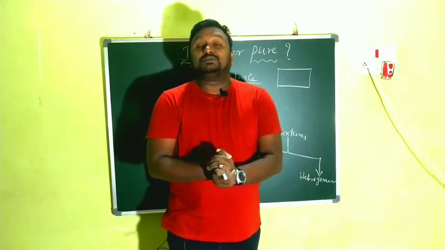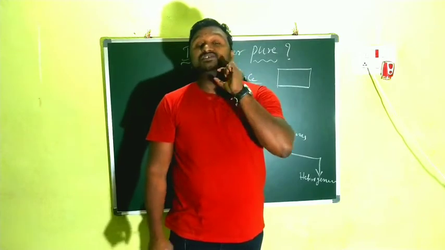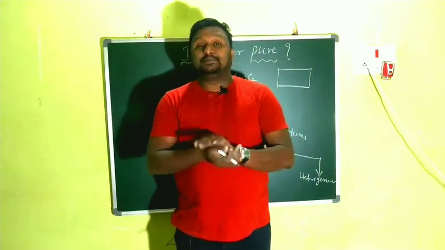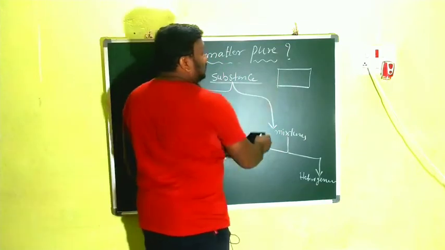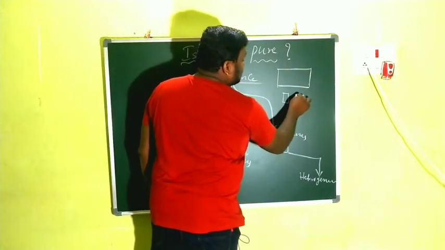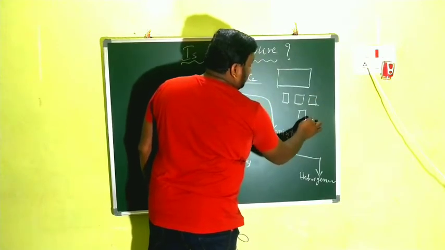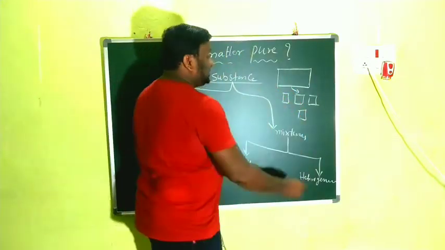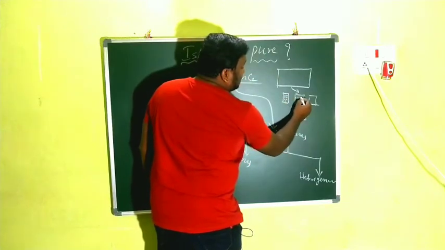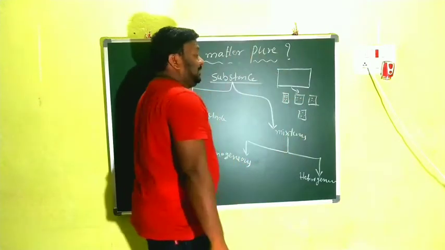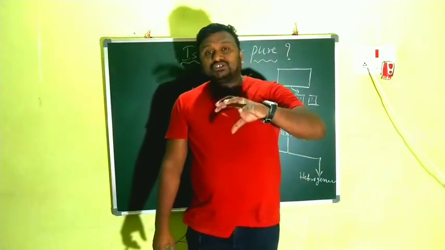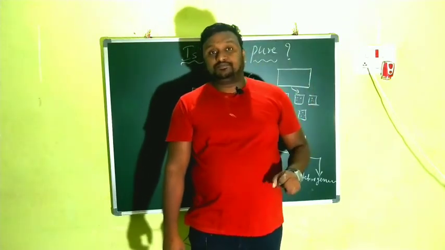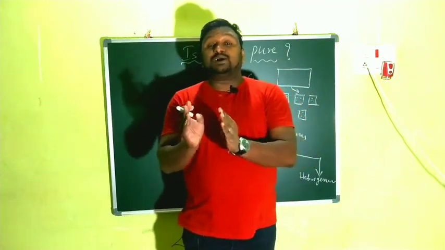What is meant by a pure substance? If you take any part of the substance, that part has the same composition of mass. For example, this is one gold biscuit. If it is cut into a number of equal pieces, then the composition of particles should be the same. For example, here we have 20 particles, here also 20, and here also 20. That means the composition of particles is the same in every part of the gold biscuit. That type of substance is called a pure substance.